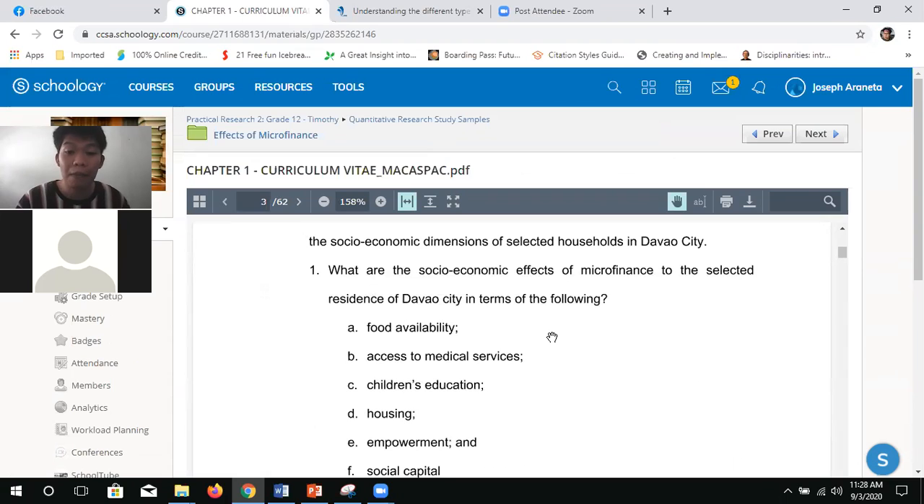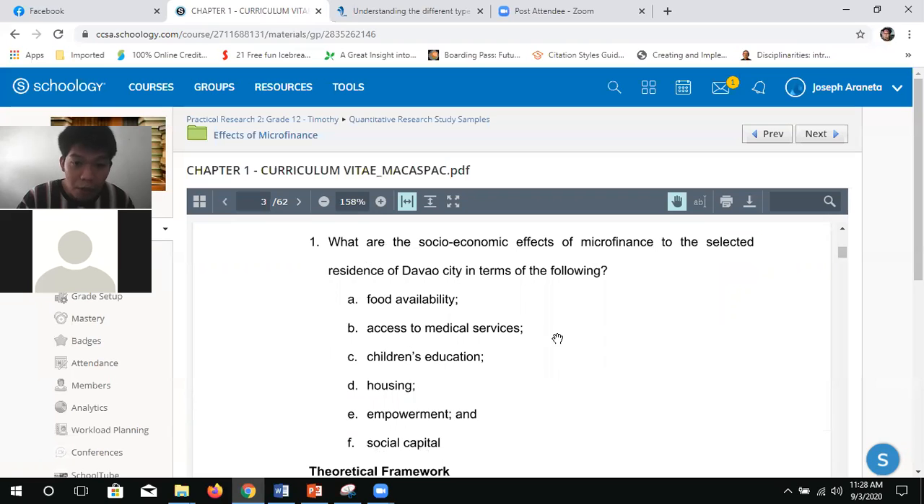What are the socioeconomic effects of microfinance to the selected residents of Davao City in terms of the following? So this is just a university study, pero meron siyang indicators. Marami siyang indicators kasi yung scope ng socioeconomic dimension is malaki siya. That's why you need to narrow down. We need to specify what are the indicators. But still, this is univariate variables.